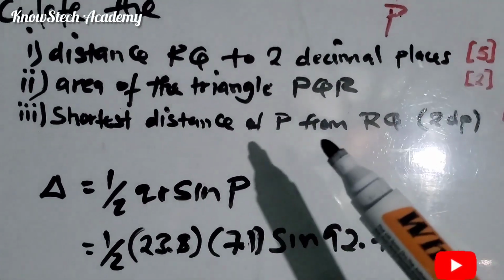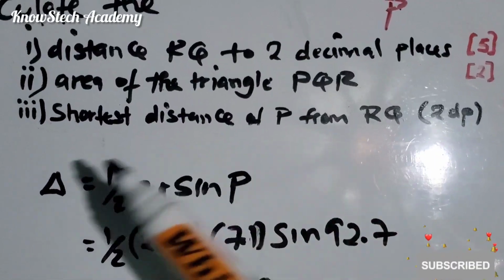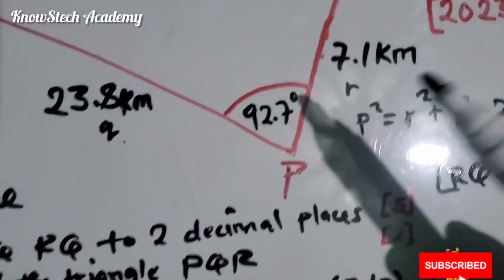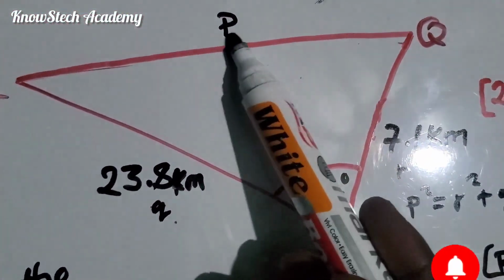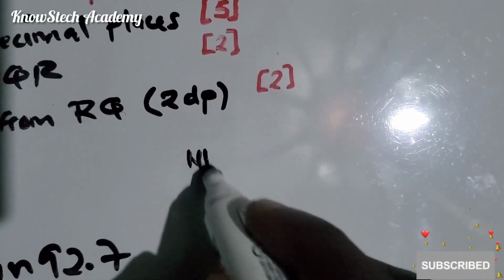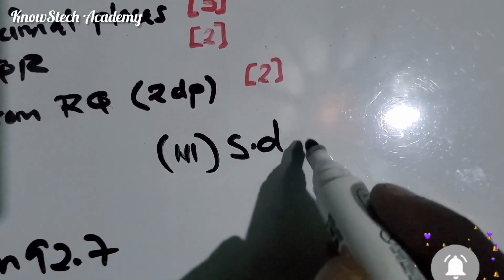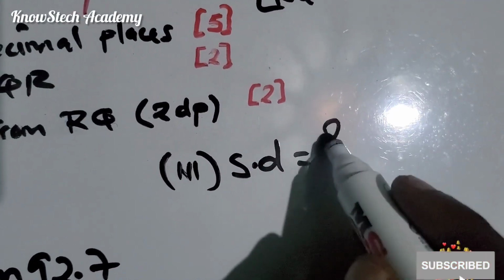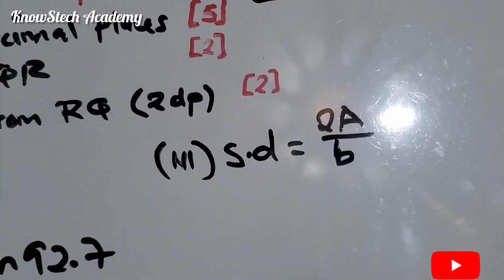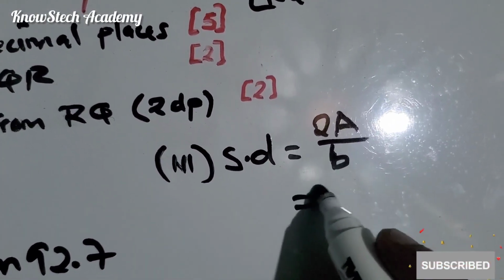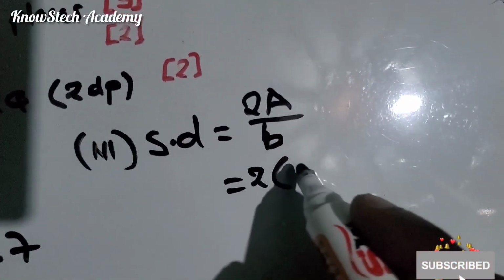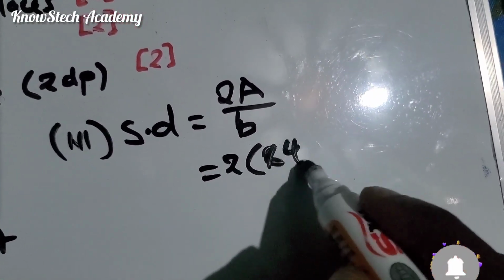Okay, we found the area. Let's go to the last question, which is under question A. Calculate the shortest distance from P to RQ. So from here to this. The formula for shortest distance, abbreviated as SD, is equal to 2 multiplied by area over the base. So 2 times the area, we have found 84.4.